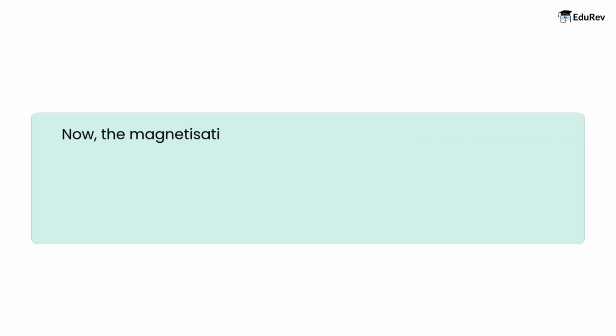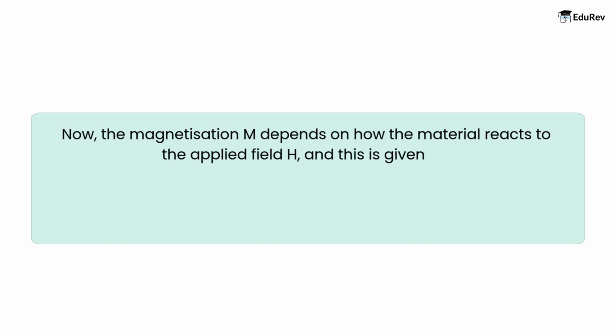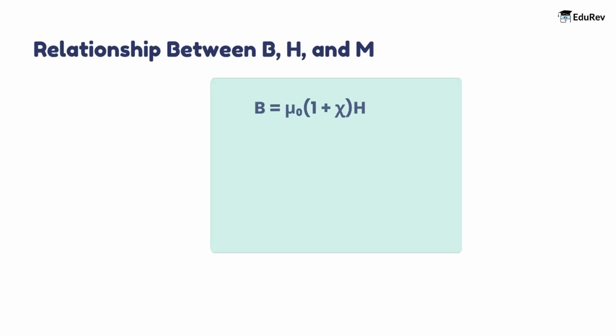Now, the magnetization M depends on how the material reacts to the applied field H, and this is given by M equals chi times H. Here, chi is the magnetic susceptibility, which tells us how easily a material can be magnetized. Substituting this, we get B equals mu naught times 1 plus chi multiplied by H.